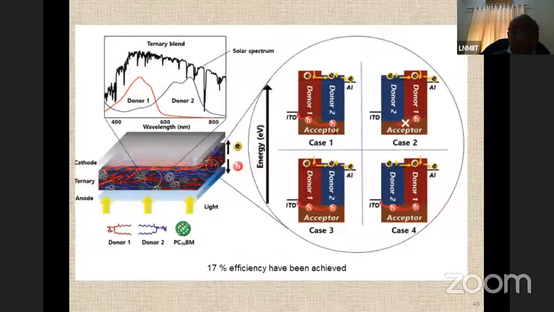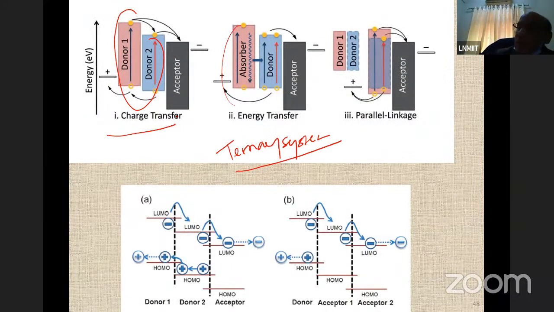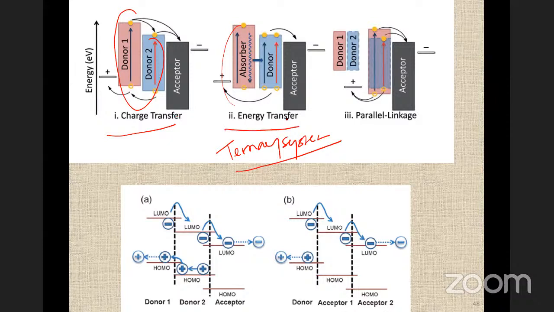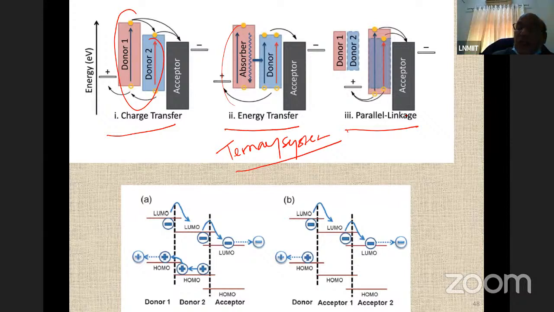And there are different types of mechanisms. Charge transfer may take place, energy transfer may take place. This is the parallel linkage here. So there are different types of mechanisms in the ternary system using two donors and one acceptor. So you can see here, electrons here, holes here, electrons here, holes here.